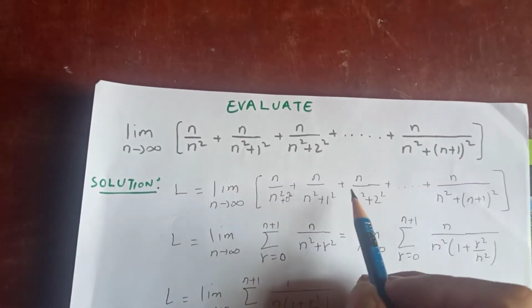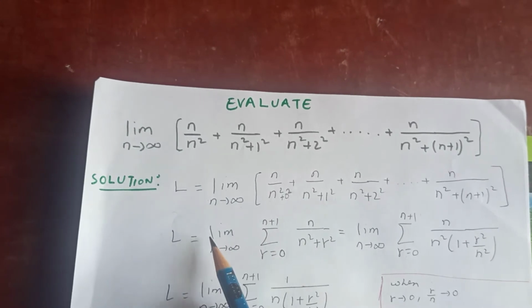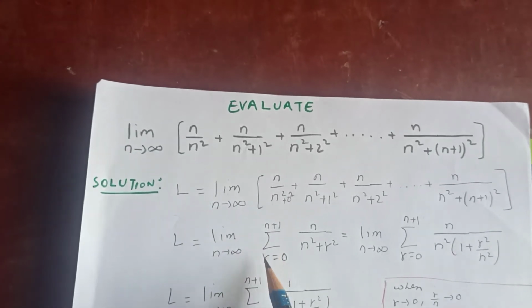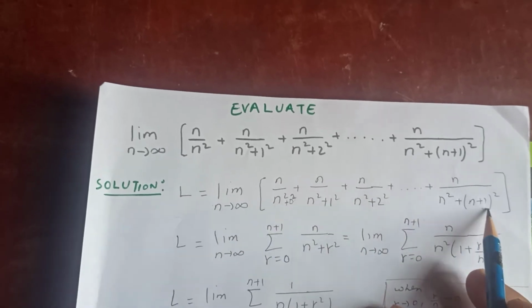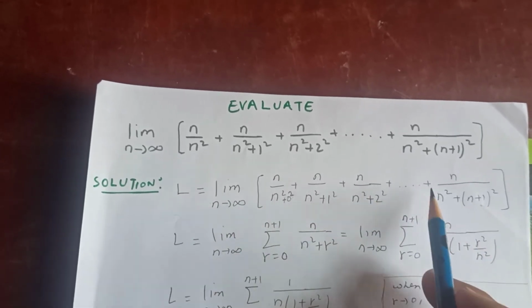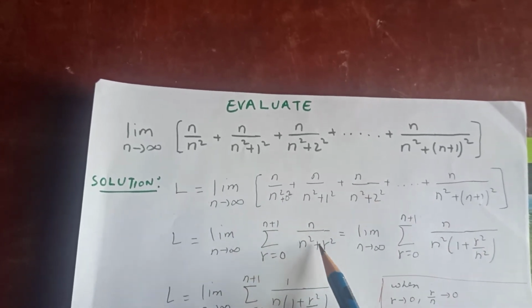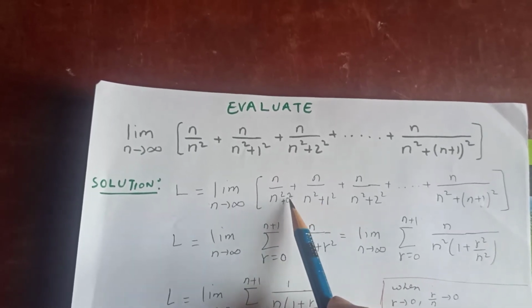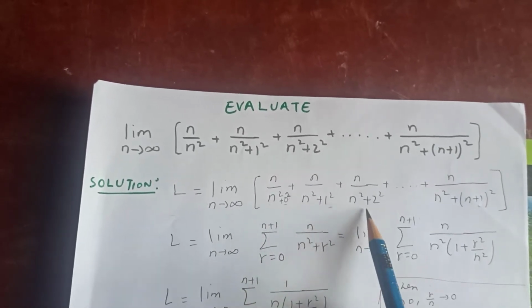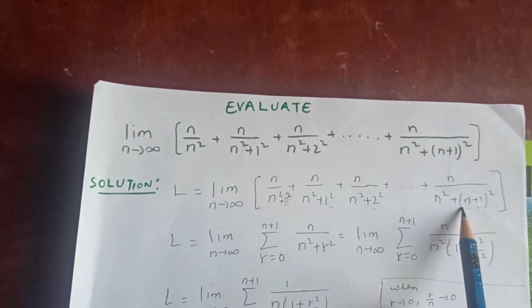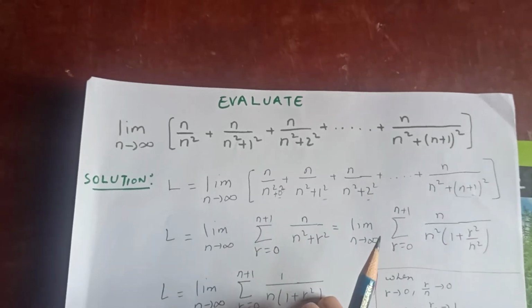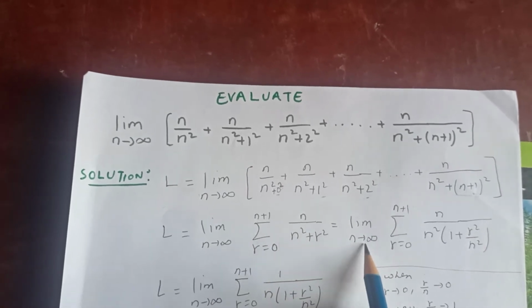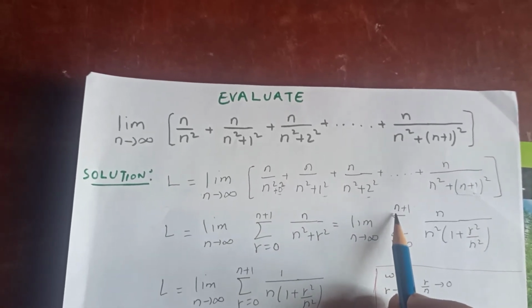Now this is a summation, so let's put in the summation sign. So the limit as n tends to infinity, the sum from r goes to 0 to n plus 1, of n over n square plus r square. Here the only change is r, which is changing, so it starts from 0 to n plus 1.